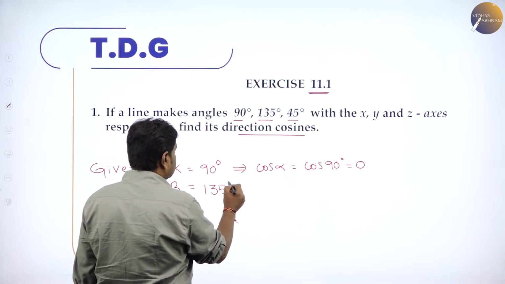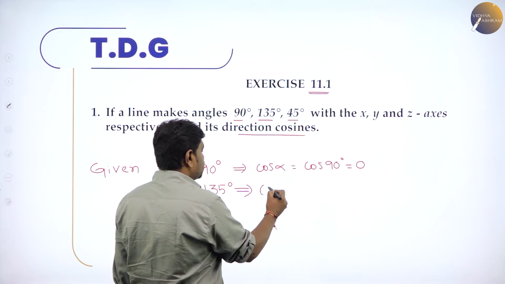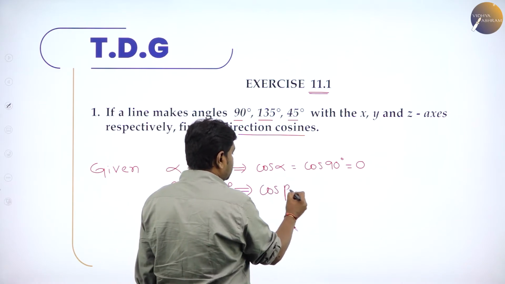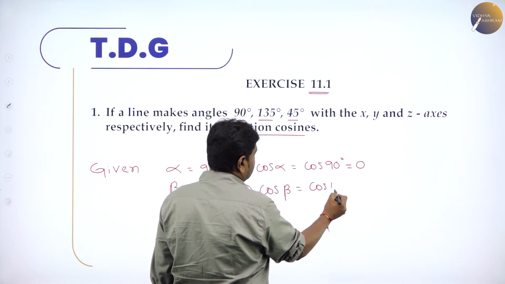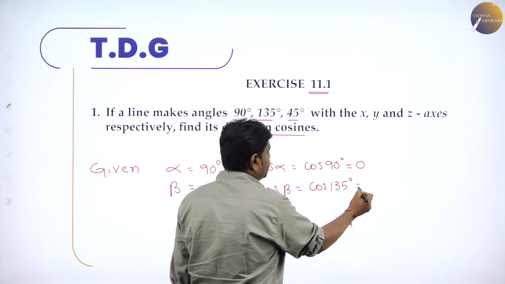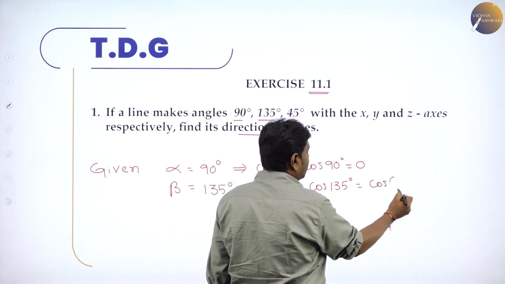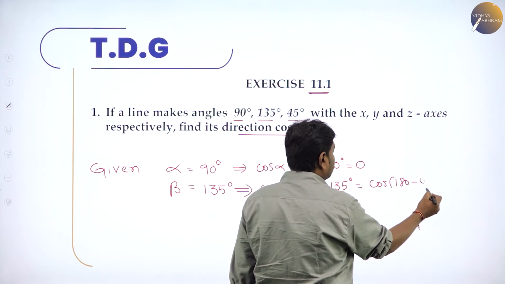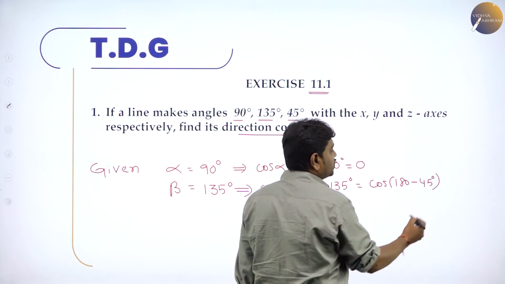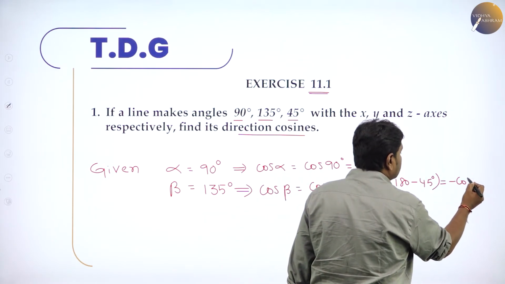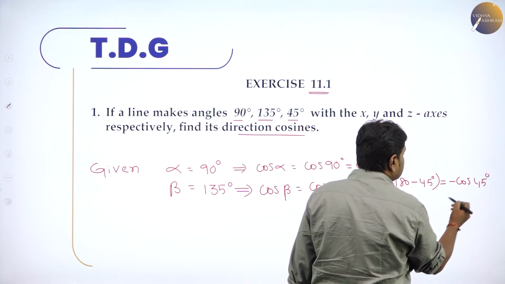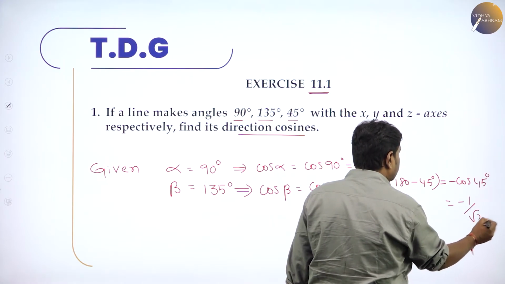And they give the angle made by the vector with the y axis, that is beta, as 135 degrees. So we need cos beta, that is cos 135 degrees. Cos 135 degrees can be written as cos of 180 minus 45 degrees. You know cos of 180 minus theta is minus cos theta. So it will be minus cos 45 degrees, that is minus 1 by root 2. You got cos beta.